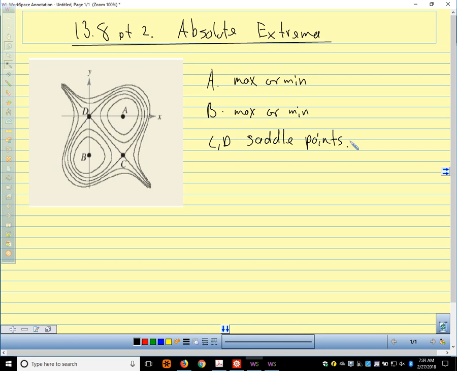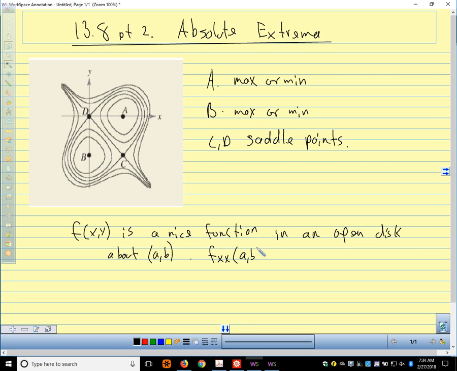And then what if we have a situation where f of x, y is a nice function in an open disk about a point, and f sub xx at (a, b) and f sub yy at (a, b) have opposite signs? So what do we know about f of (a, b)?